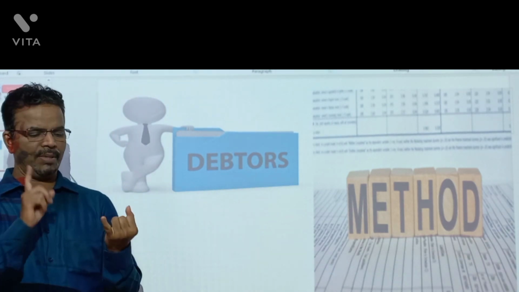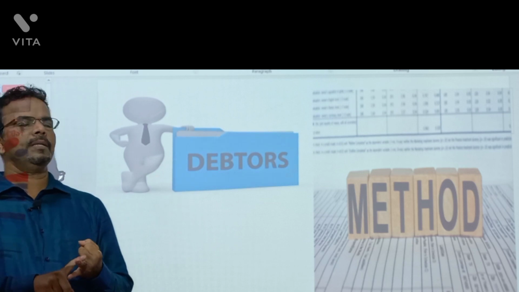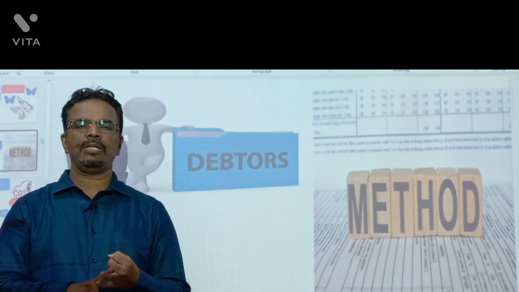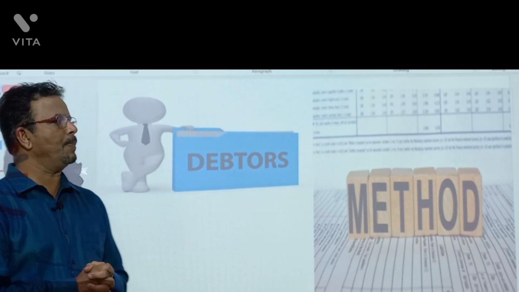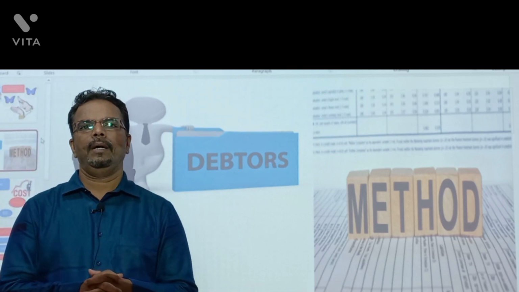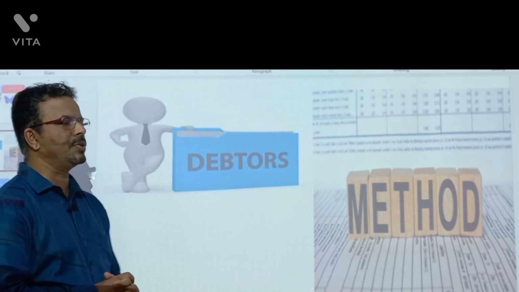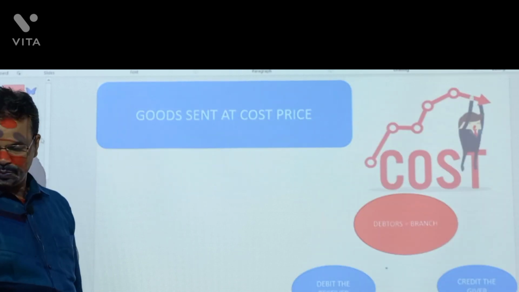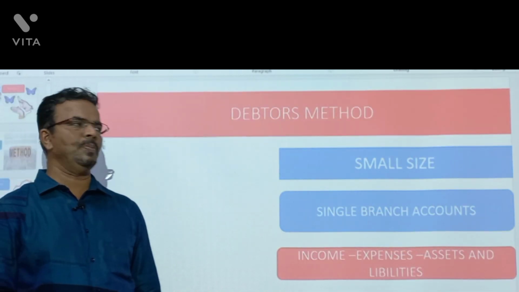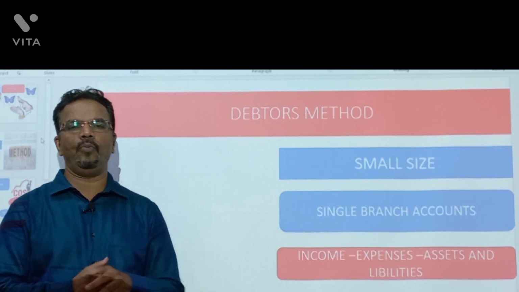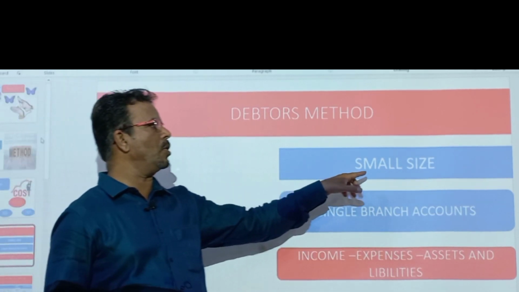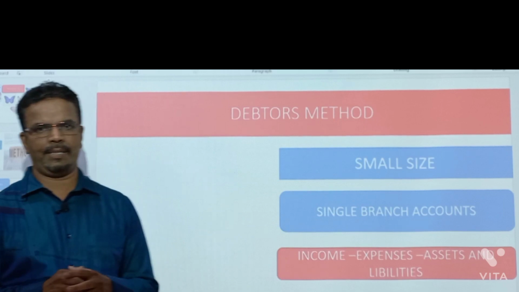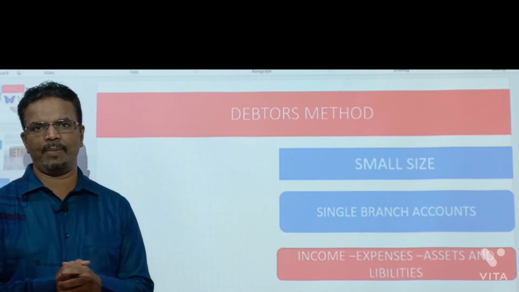First we will see the journal entry, and after passing the journal entry, we will see the ledger account of the branch account under branch accounting. So let's see the meaning of the debtors method. The debtors method is followed when branches are very small in size. At that time we will follow the debtors method.